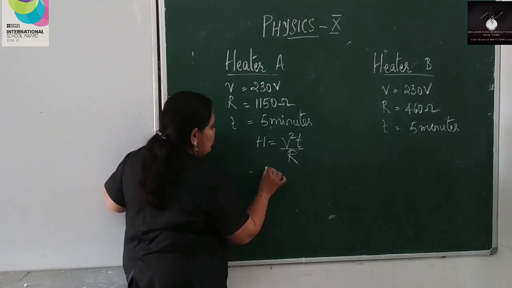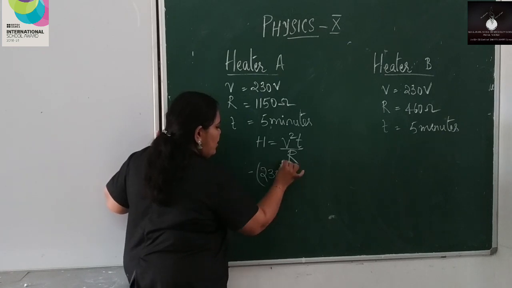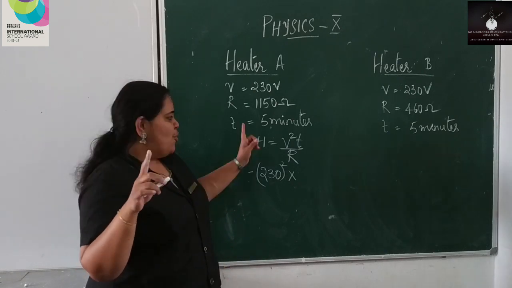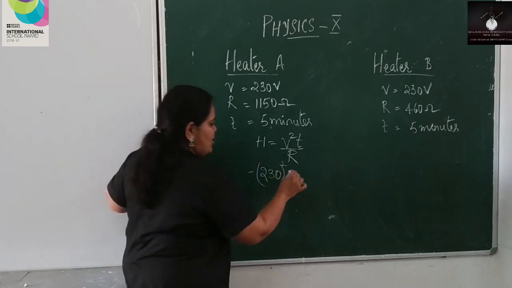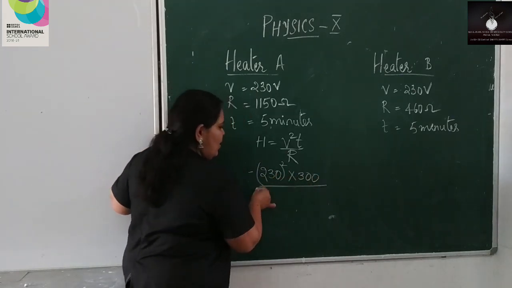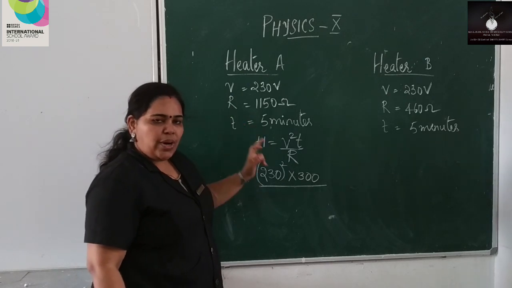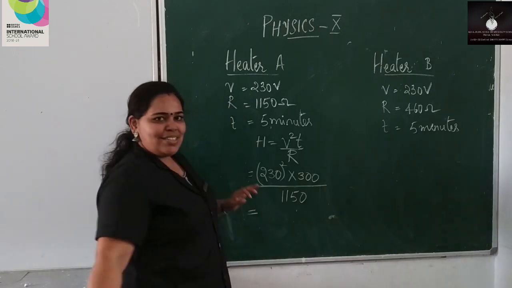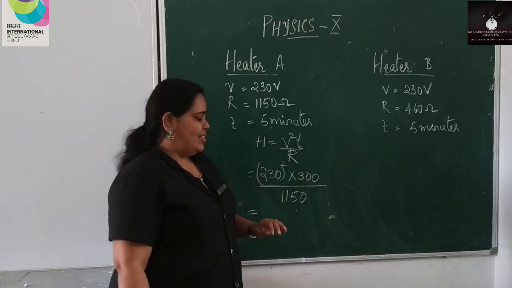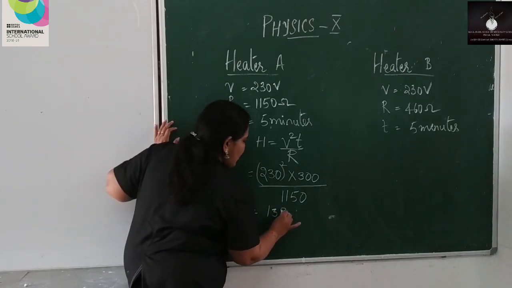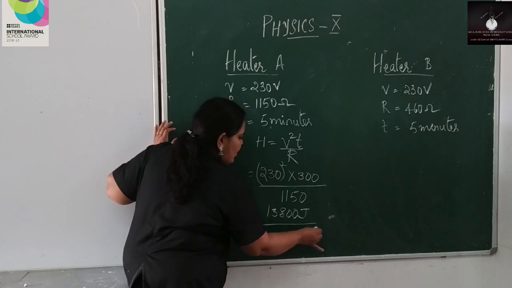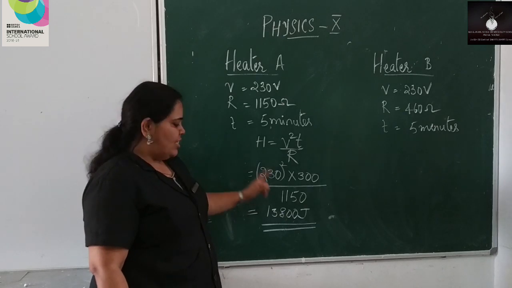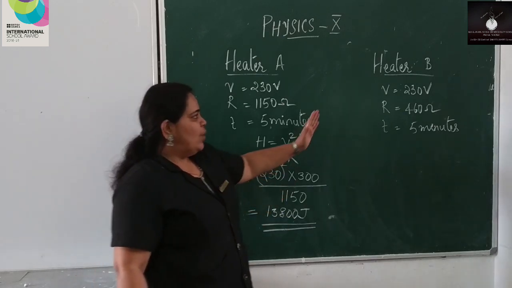What is V? 230. So, 230 square into, what is the time? 5 minutes. You have to convert it into seconds. So, 5 into 60, that is 300 seconds. Into 300 by, what is the resistance? 1150. Do the calculation. Yes, the answer is 13,800 Joule. So heat produced in heater A is 13,800 Joule.